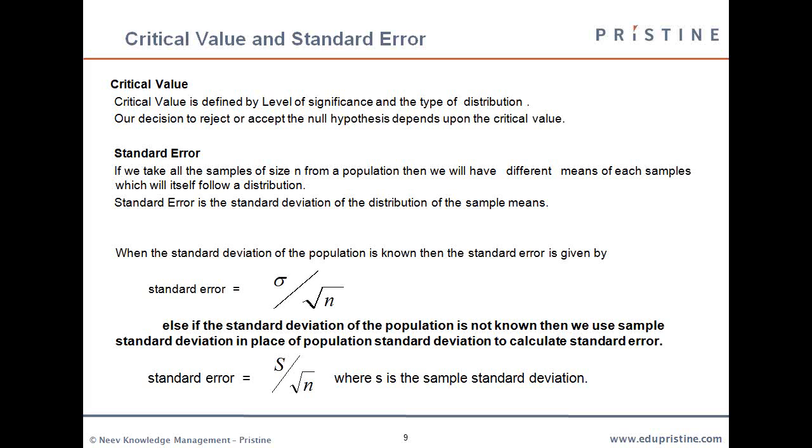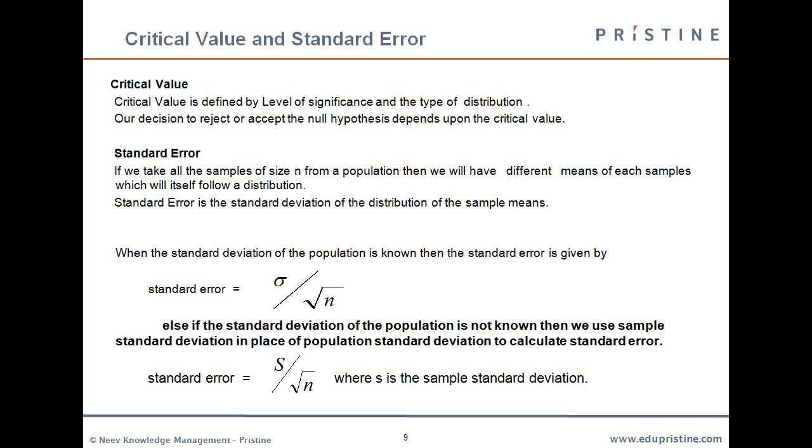Let me once again repeat it. Suppose you have a very large population and you take a sample of size n from that population. Each sample will have its mean, and that mean will be different from another sample of the same size n from the same population. Those means will have a distribution of their own, and if we find the standard deviation of that distribution, we'll have the standard error.